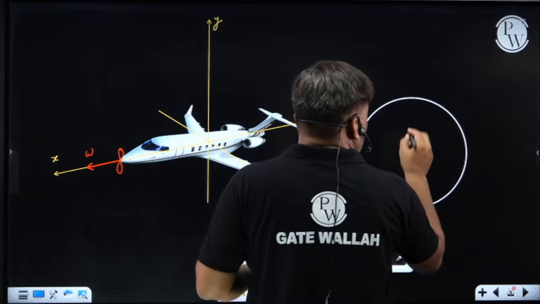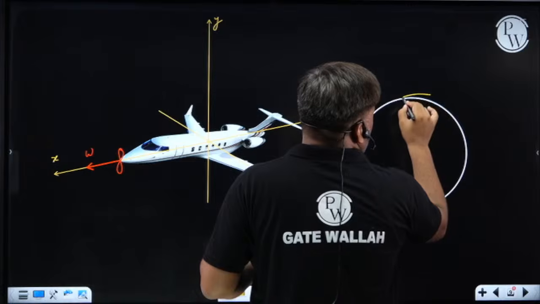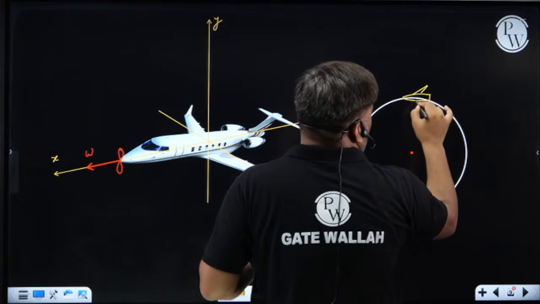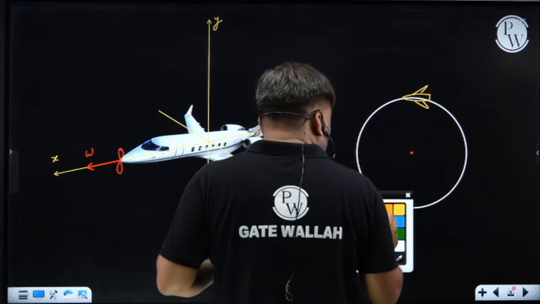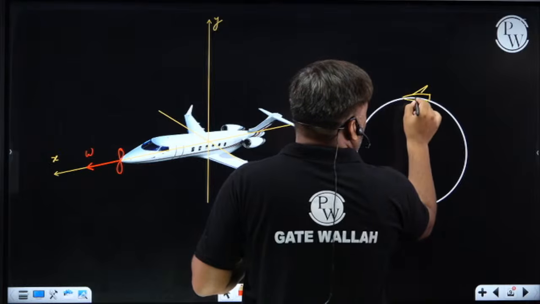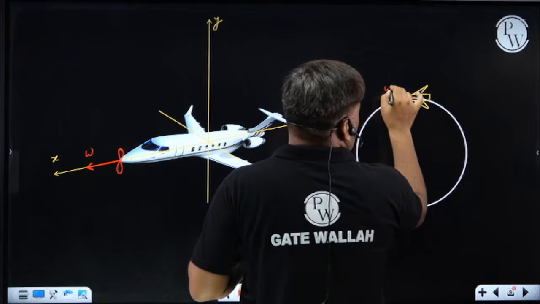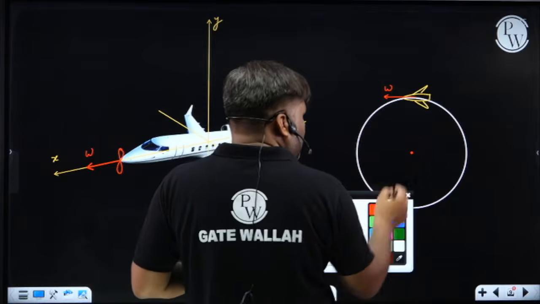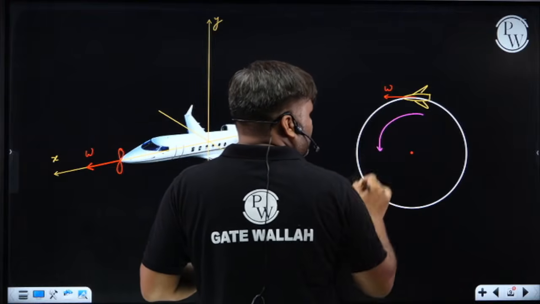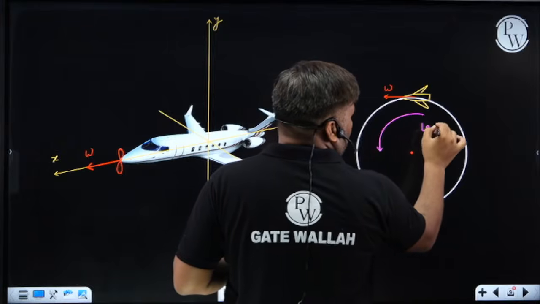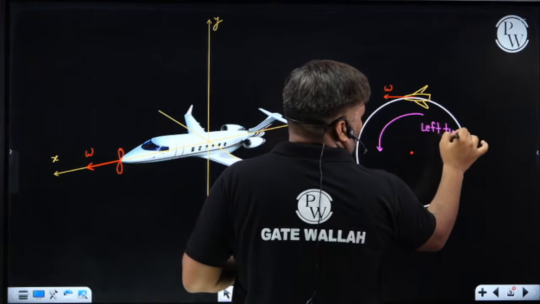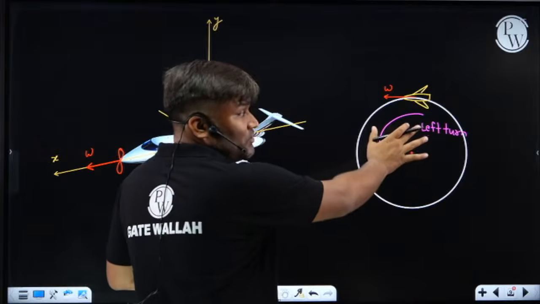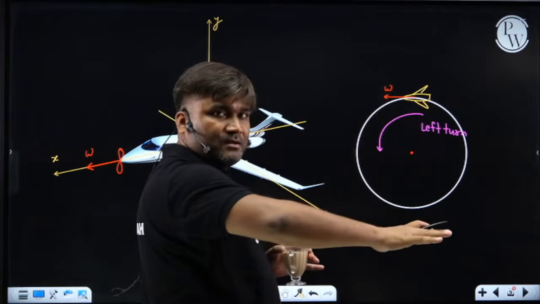Let me show you the plane. Sir, how does the plane look? Sir, this is the plane, and its omega vector is in this direction. This is the omega vector. And when it is taking a left turn, how does it look? Sir, left turn means like this. This is your left turn. Whatever I am showing you in this circle is actually here on this horizontal plane.